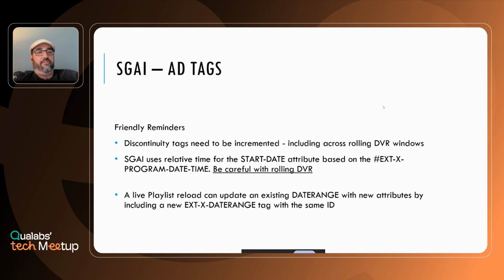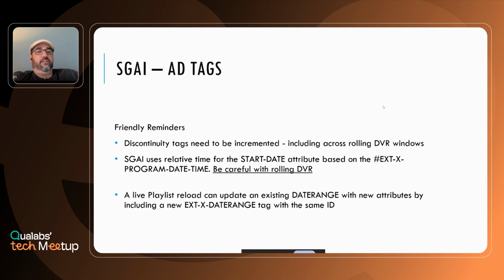So first off, a friendly reminder: when you're working with ad tags and HLS especially, discontinuity tags need to be incremented, right, including across rolling DVR windows. When we look at the actual sample of this, which we'll do in a few slides, we can point that out. SGAI is going to use relative time for the start date attribute in the program date time. Be careful with the rolling DVR. You have to make sure that you're managing that appropriately. If not, you start finding out they don't go where you want them to. It doesn't matter where they exist in the playlist. What matters is the actual start date value.